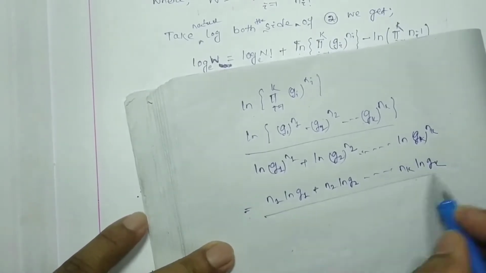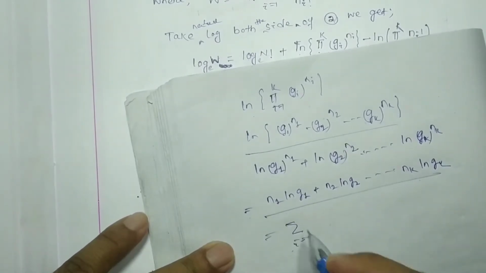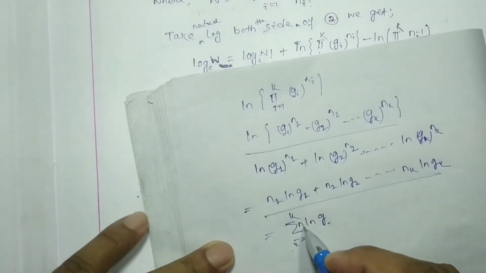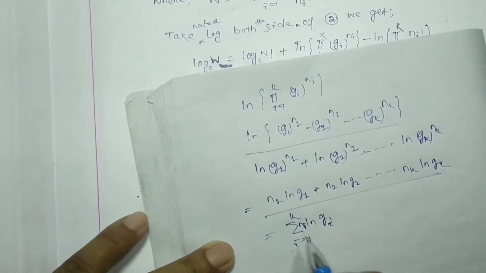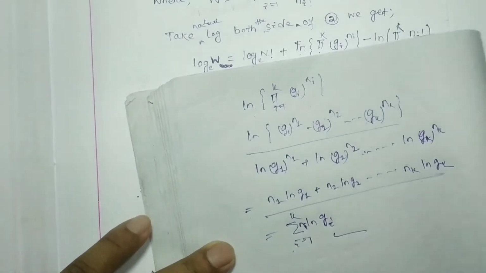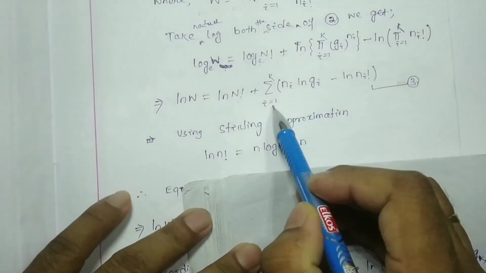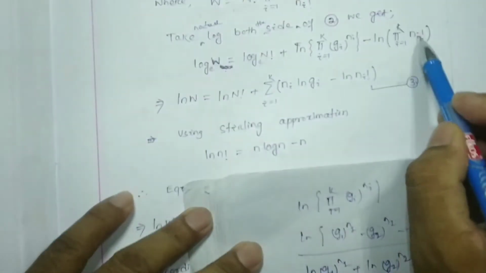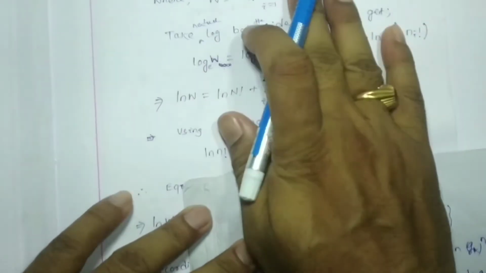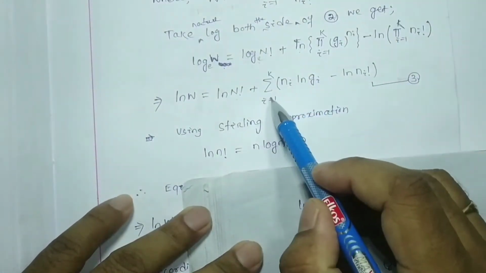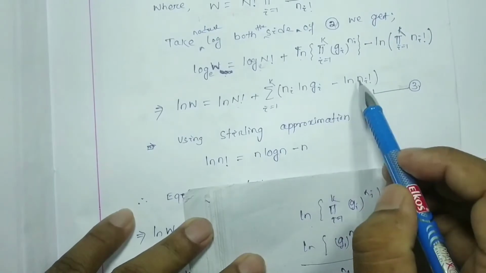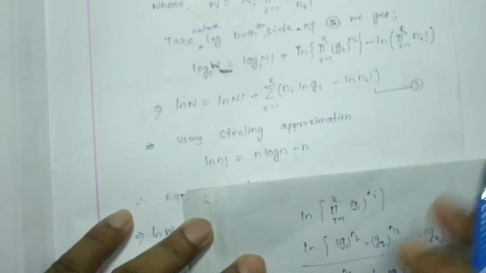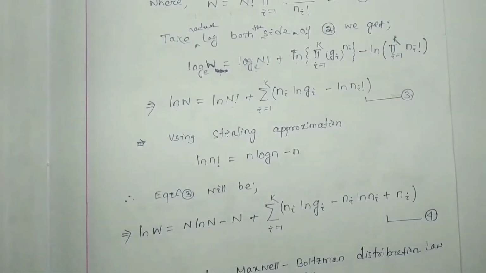So this can be written as summation over i equal to 1 to k ni ln gi. Okay, so here it has been written that summation over i equal to 1 to k ni ln gi. Similarly, this can be written in the form of addition, that is summation over i equal to 1 to k minus ln ni factorial. Okay, so let this be your equation number 3.